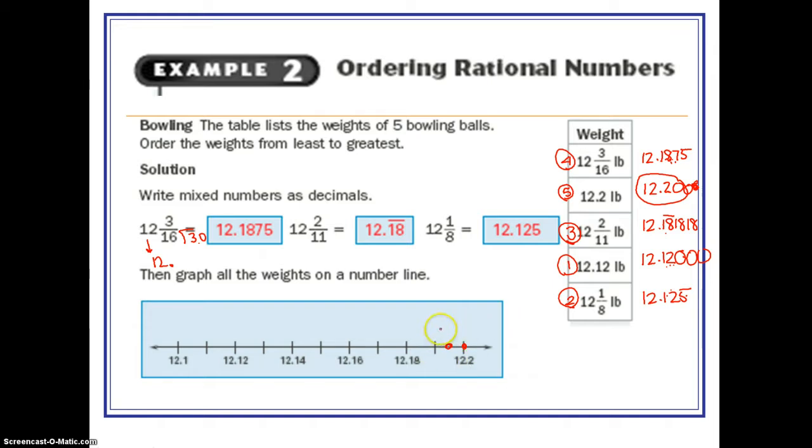You can label them too. This is 12 and 3/16. This is 12.2. 12 and 2/11 is 1/818. So right about there, which is 12 and 2/11. And then 12/12. Again, that's 12/12. And 12 and 1/8. Maybe about there.